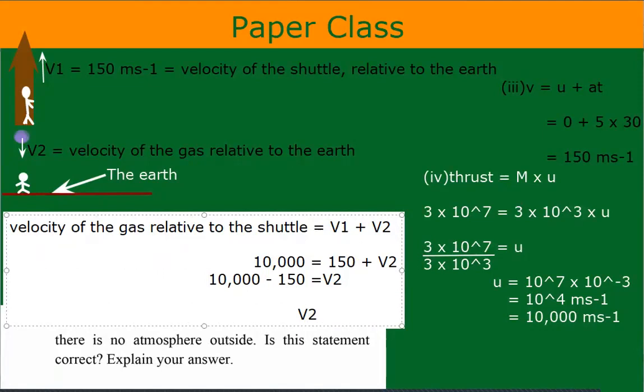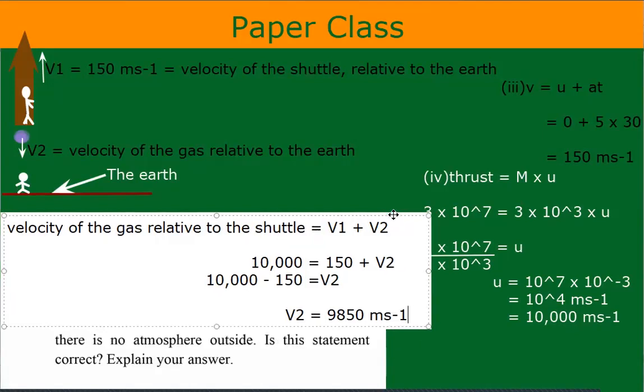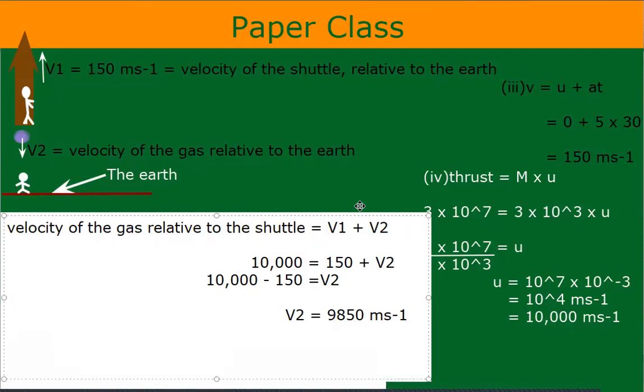V2 equals 10,000 minus 150. Lamai? 9,800. 9,850. Yes, very good. So it's simple, right? You just want to subtract. Positive something goes to the other side as division something. So that's the answer, right? Is the story clear here?